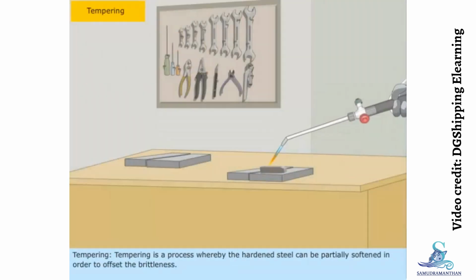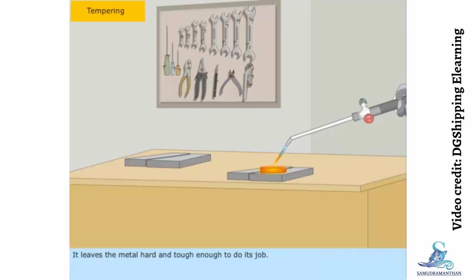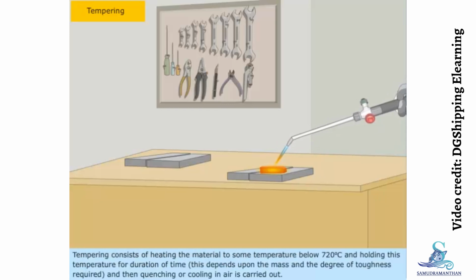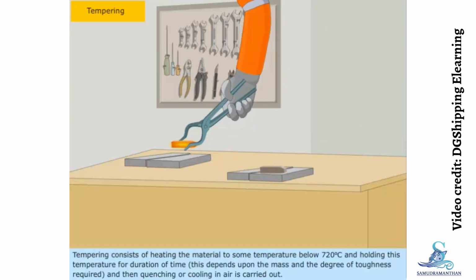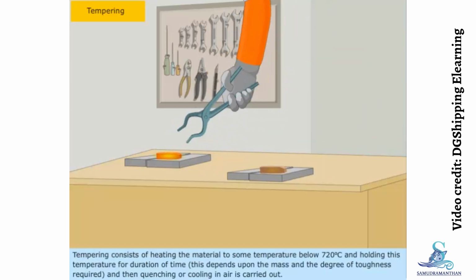Tempering. Tempering is a process whereby the hardened steel can be partially softened in order to offset the brittleness. It leaves the metal hard and tough enough to do its job. Tempering consists of heating the material to some temperature below 720 degrees Celsius and holding this temperature for a duration of time. This depends upon the mass and the degree of toughness required, and then quenching or cooling in air is carried out.